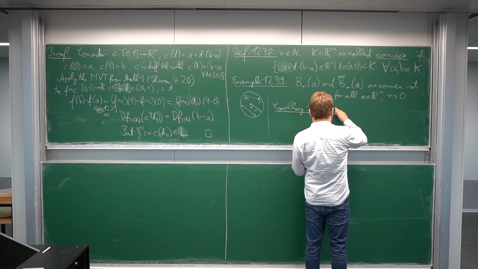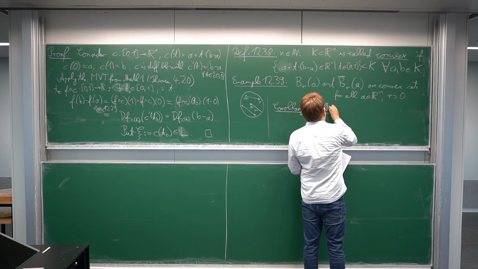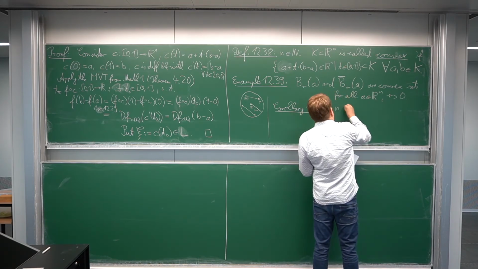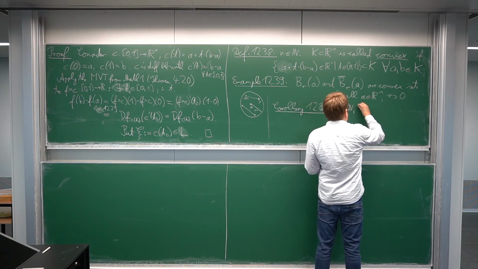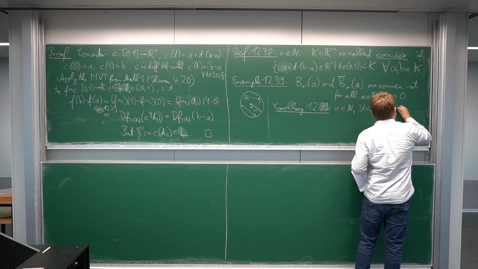This is the wrong number, sorry, I was just confused here by my own numbering. So let n be in N, and let U be a subset of Rn, which is open and convex.